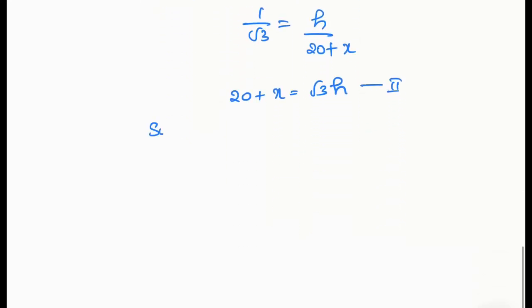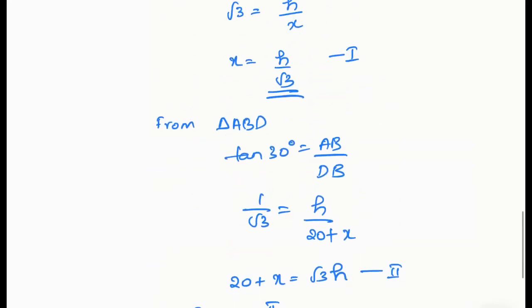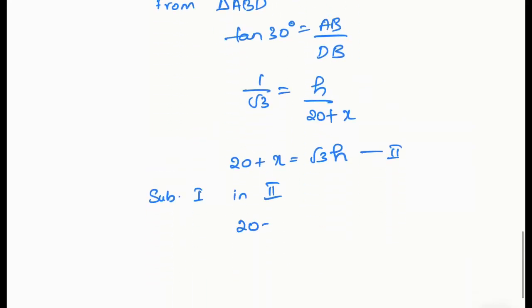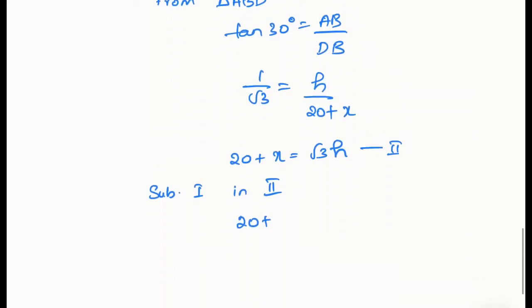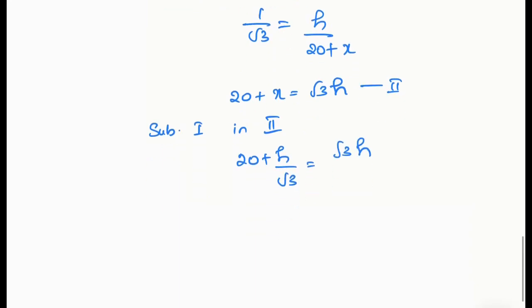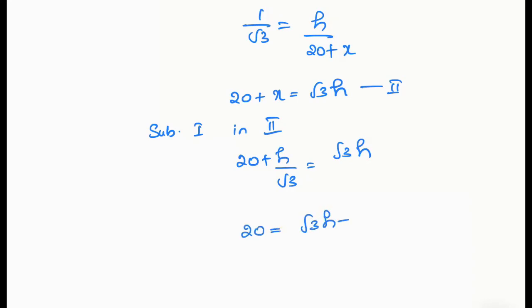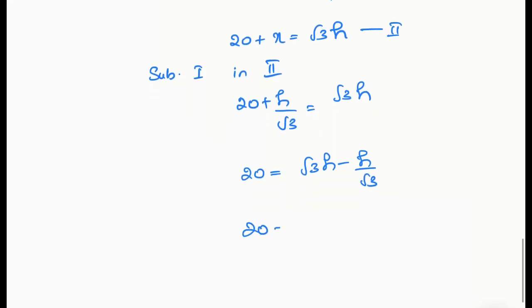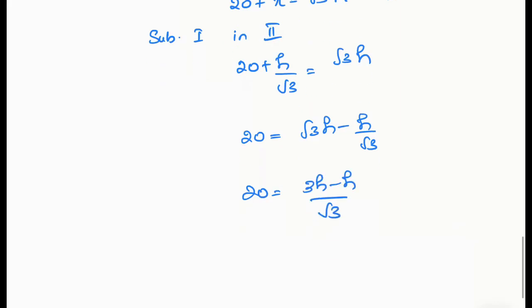So let me substitute 1 in 2. Substituting 1 in 2, I get 20 plus H by root 3 equal to root 3 H. So taking H term to one side, I get 20 equal to root 3 H minus H by root 3. So what do I get? 20 equal to root 3 into 3, root 3 is 3, 3H minus H by root 3.